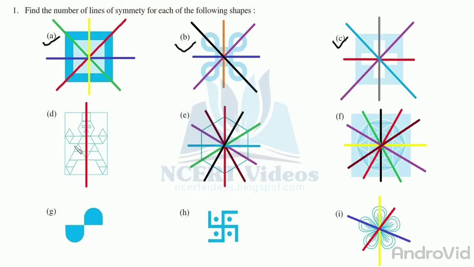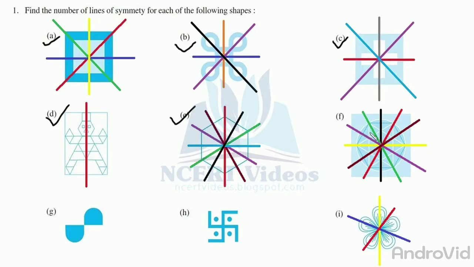Now this toy has only one line of symmetry, that is vertical, that separates his eyes and mouth. Now this is a hexagon. A regular hexagon has 6 lines of symmetry. So 1, 2, 3, 4, 5, 6. If you place a mirror on each line of symmetry, you'll be able to get the other side.